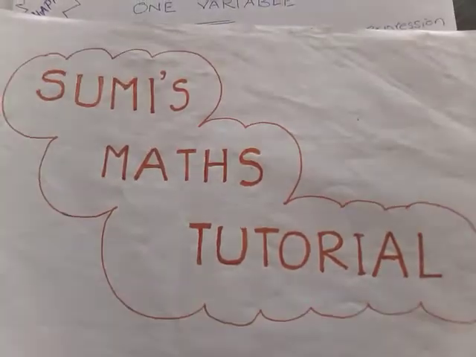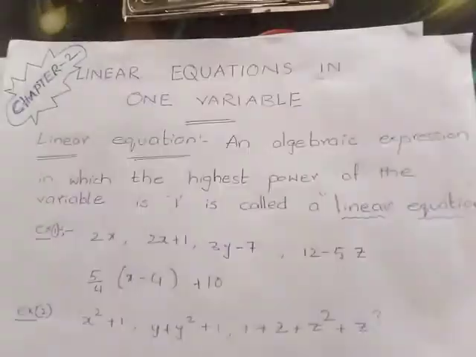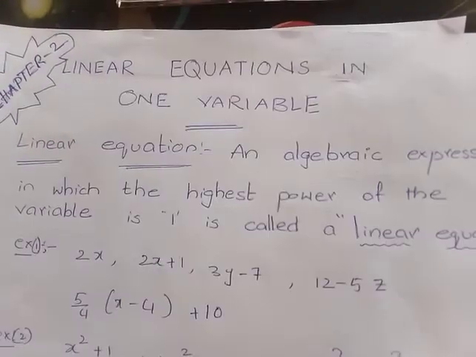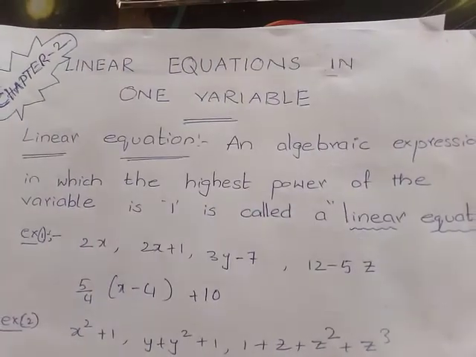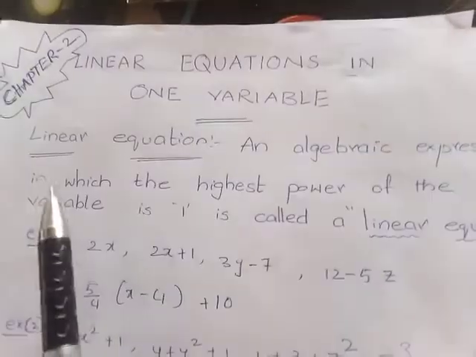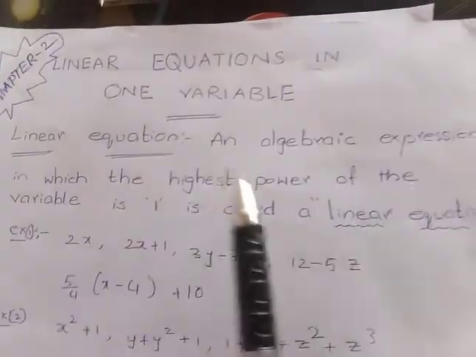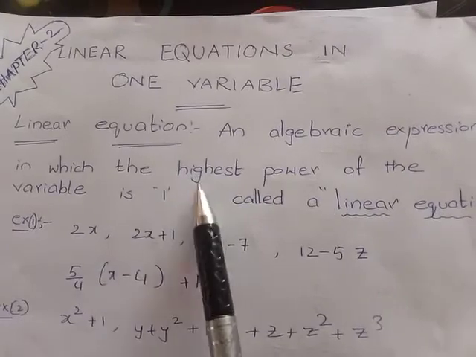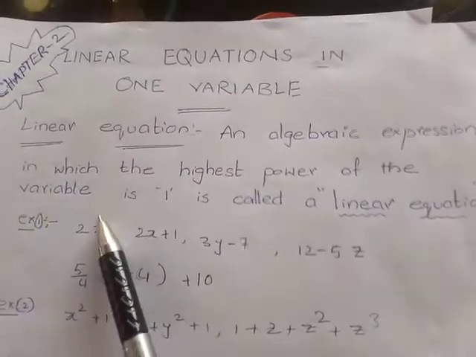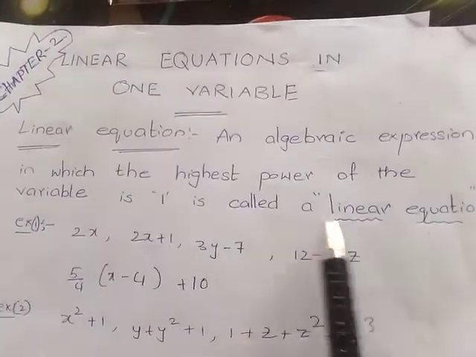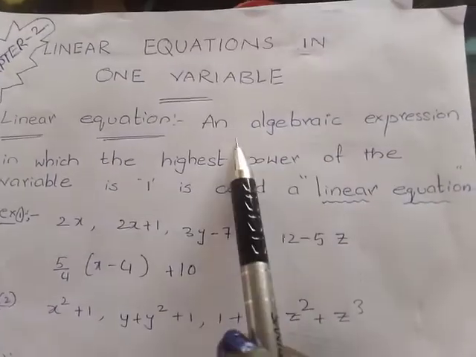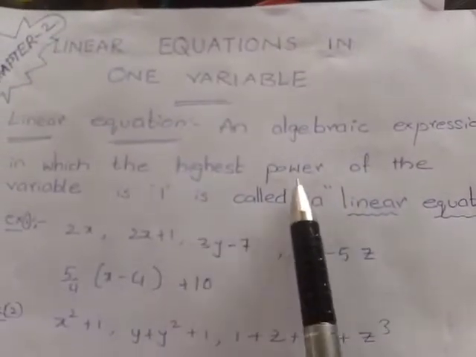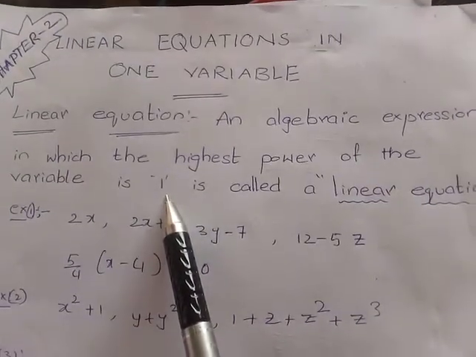Today I am going to explain 8th class chapter 2, that is linear equations in one variable. First we'll know what is a linear equation. That is a definition of linear equation: an algebraic expression in which the highest power of the variable is 1 is called a linear equation. It is nothing but an algebraic expression in which the highest power of the variable is 1.